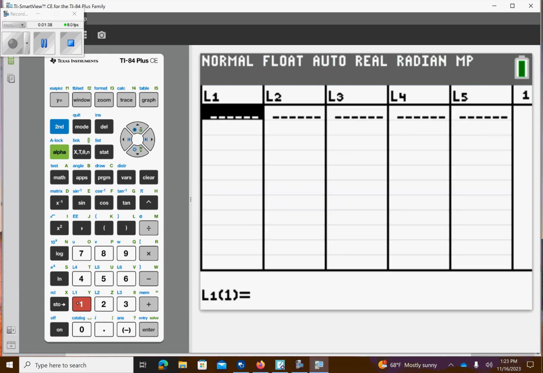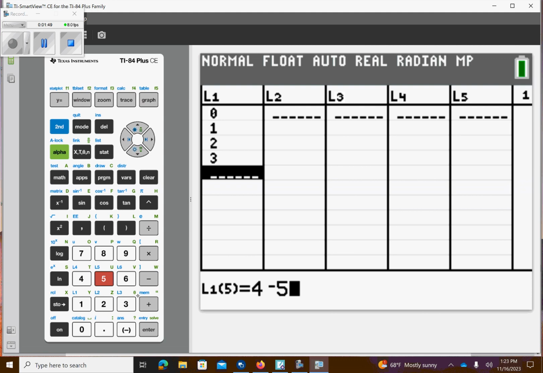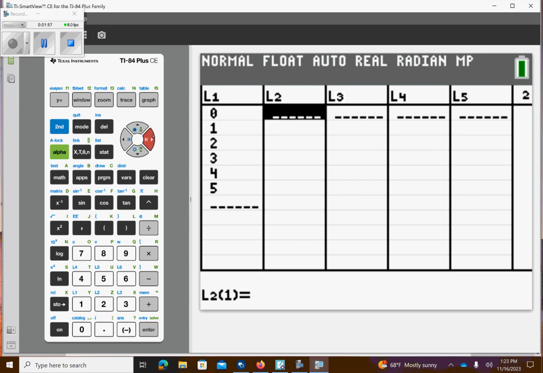So I'm going to go back to stat. I'm going to edit. In my list 1, I'm going to have time in days. So I have 0, 1, 2, 3, 4, and 5. And then my y values, make sure they match up. With 0, I have 26. With 1, I have 28. With 2, I have 29. With 3, I have 30. With 4, I have 33. And with 5, I have 34.